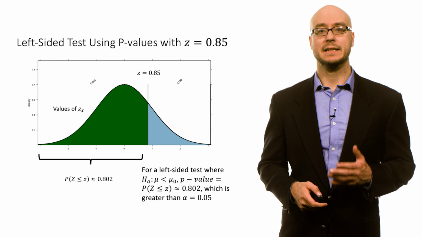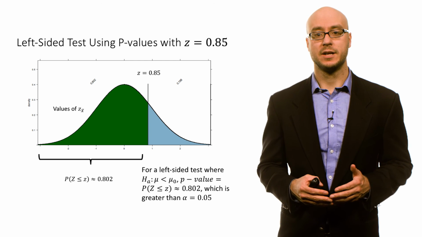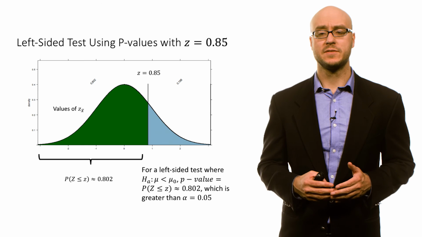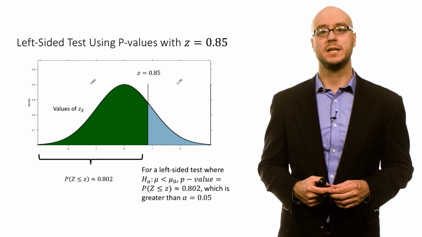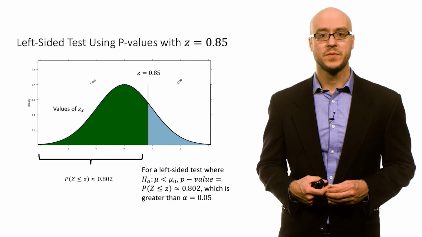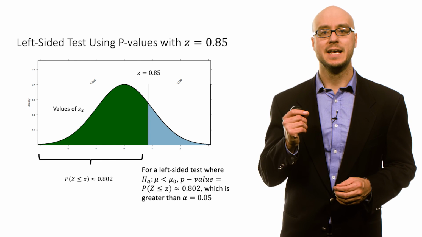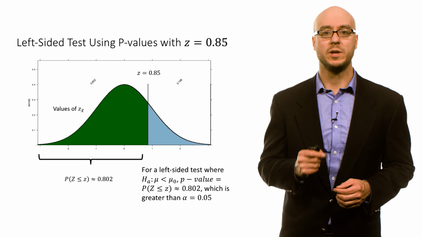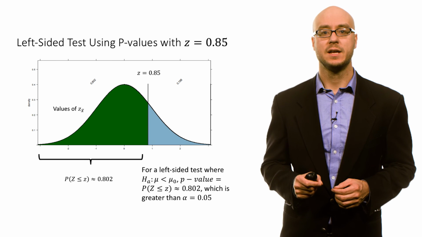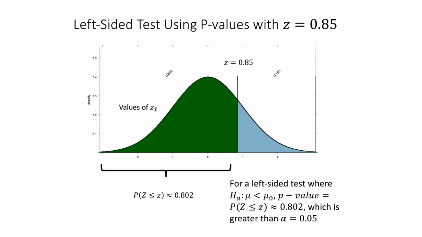We can also conduct a left-sided test using a z-test statistic of 0.85. For a left-sided test, for all of these tests, the null is the same, but the alternative is now that the population mean is less than the claimed value of the population mean under the null hypothesis. So for a left-sided test, the p-value is the probability of obtaining a z-test statistic less than or equal to the one we obtained. The one we obtained is 0.85, and the probability of obtaining a z-test statistic less than or equal to that is the entire green region, which is equal to 0.802. The area under that curve for that green region is 0.802.